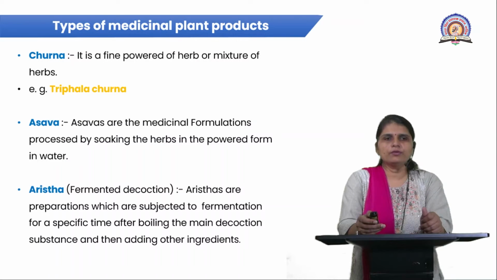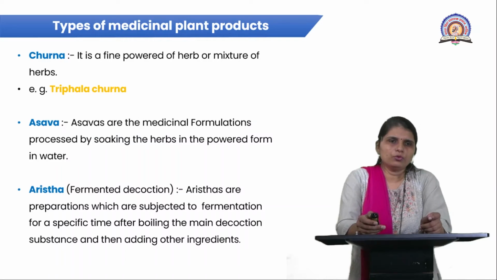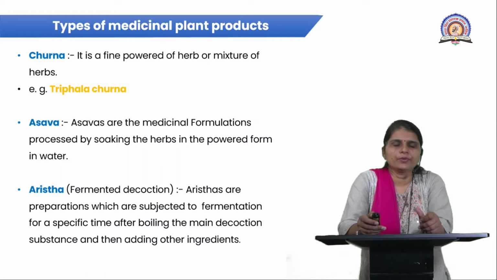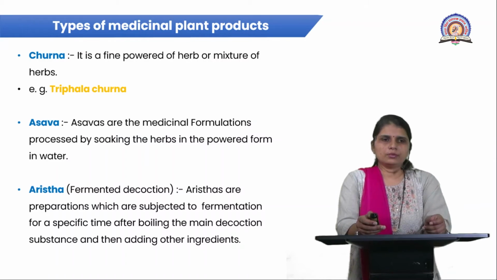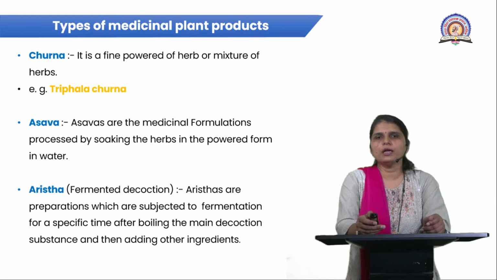For example, Triphala churna. You all know what Triphala churna is: a mixture of three plants used as medicine, in powder form. That is, it is a fine powder of herb or mixture of herbs. Then next is the asava. Asava is a medicinal formulation made by soaking the herbs in powder form in water. Asava is the herbal mixture or formulation made by soaking the herbs in powder form in water.